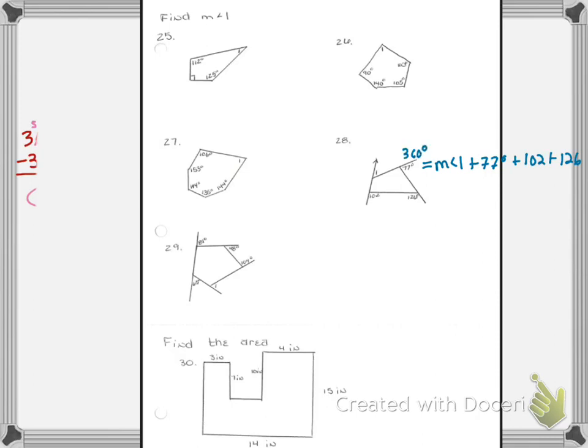I'm going to put it up here since I ran out of room on that side. We're going to add up this portion. So we know that 77 plus 102 plus 126 equals 305 degrees, plus the measure of angle 1 equals 360. We're going to subtract 305. Once again, you see that you can take the 1 over here. This becomes a 5. That becomes a 1. 10 minus 5 is 5. 5 minus 0 is 5. You end up at 55 degrees is the measure of angle 1.